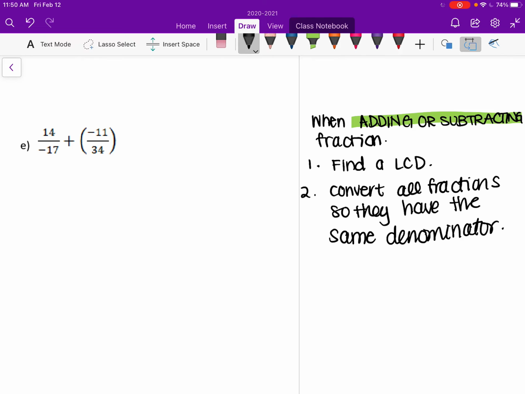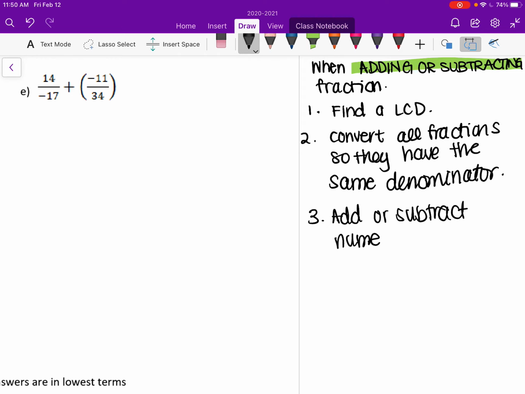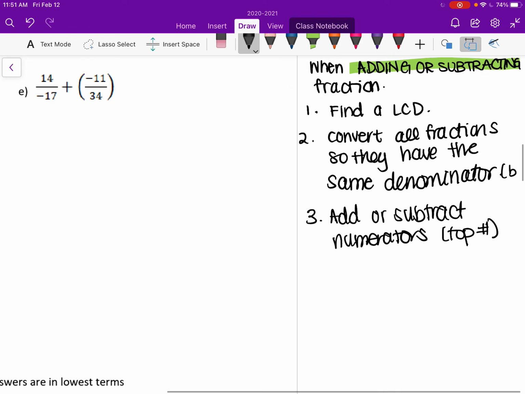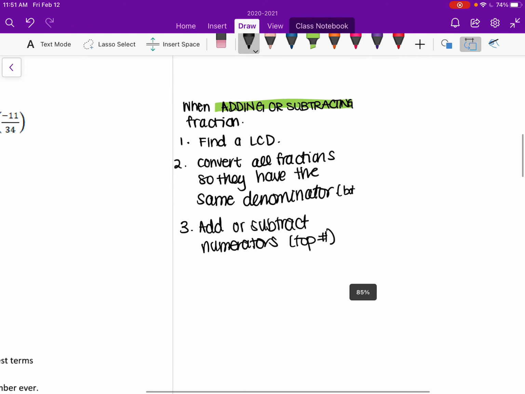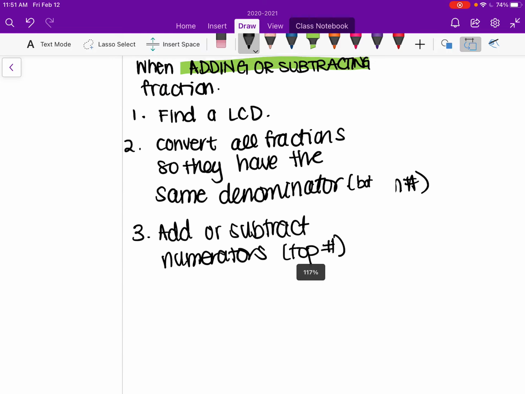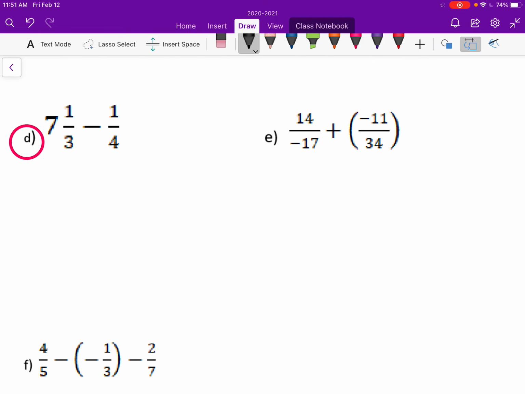Okay, you want to make sure they have the same denominator. Add or subtract numerators. And the numerator is just the top number. So the bottom number stays the same, and the top number is the one that you add or subtract.